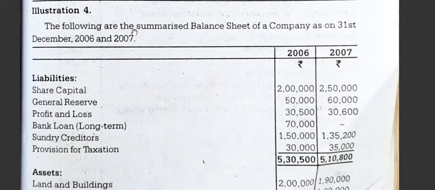The following are the summarized balance sheet of a company as on 31st December 2006 and 7. Share capital will go for the financing activity. General reserve, this is a transfer to general reserve. Transfer to general reserve will go for the operating activities. Profit and loss will go for the operating activities. Bank loan will go for the financing activity.